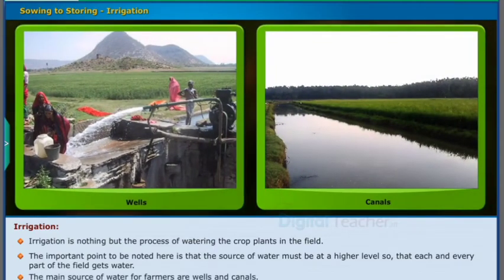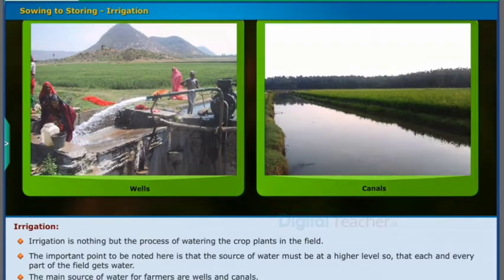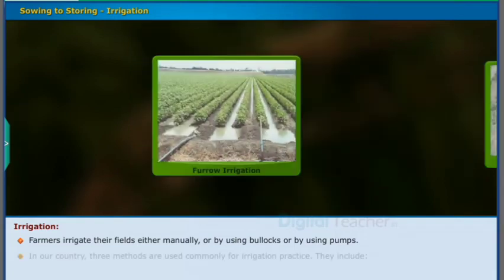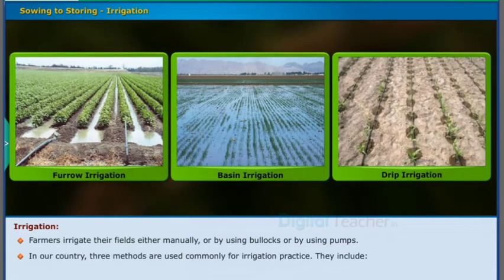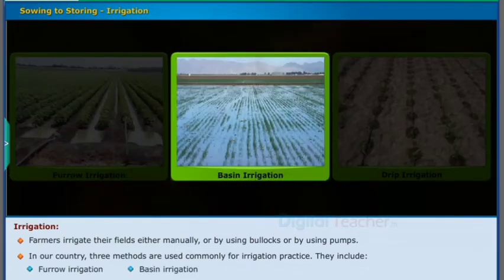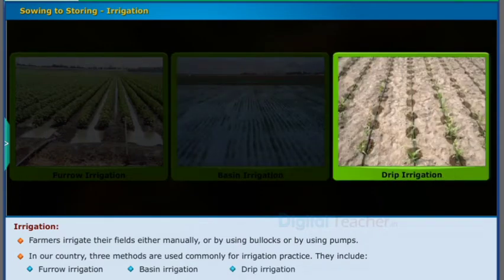The main source of water for farmers are wells and canals. Farmers irrigate their fields either manually or by using bullocks or by using pumps. In our country, three methods are used commonly for irrigation practice. They include furrow irrigation, basin irrigation, drip irrigation.